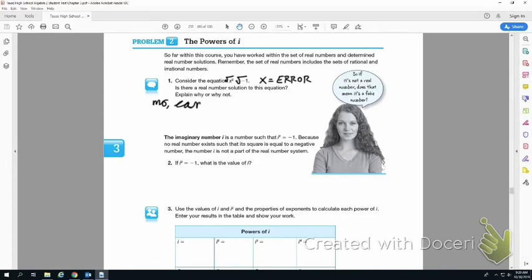Okay, I want you to put that you cannot take the square root of a negative number and get a real solution.